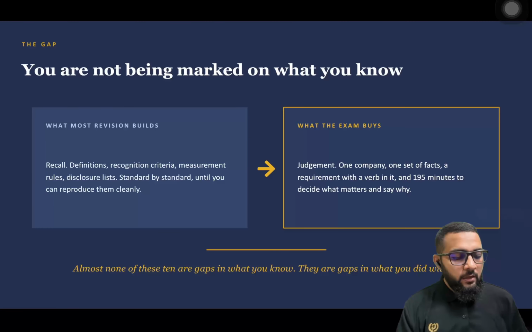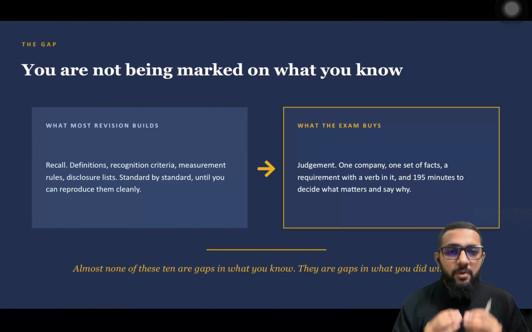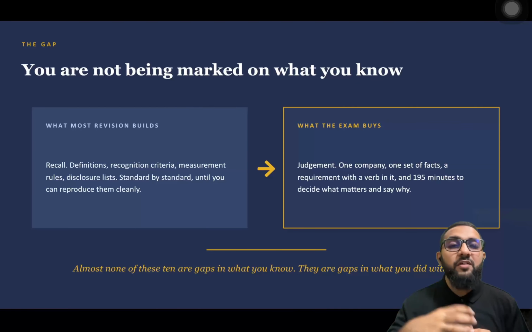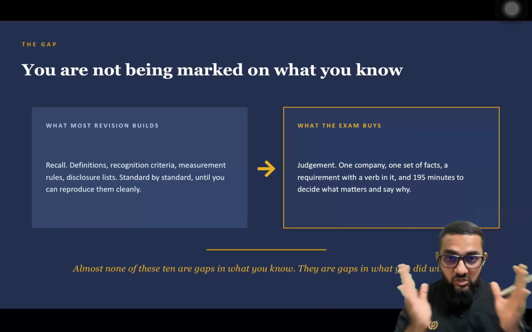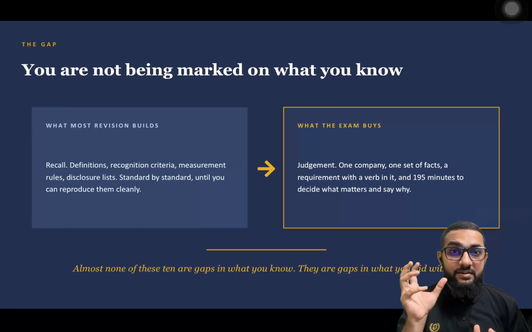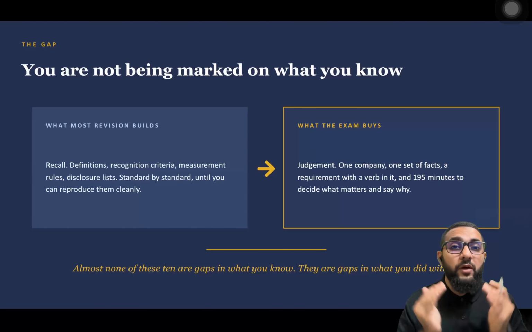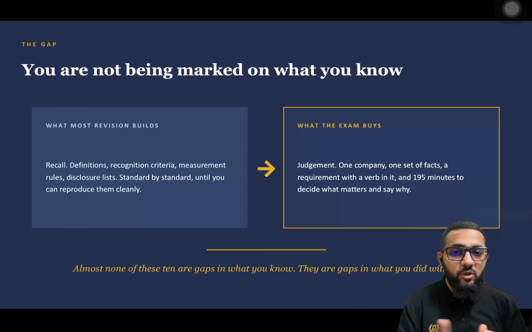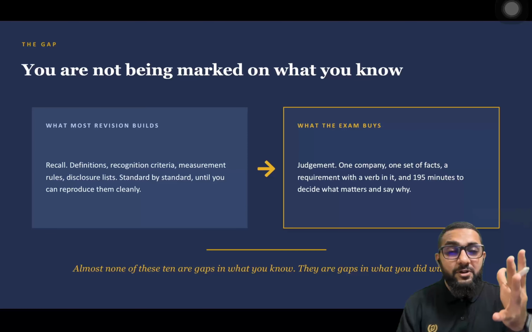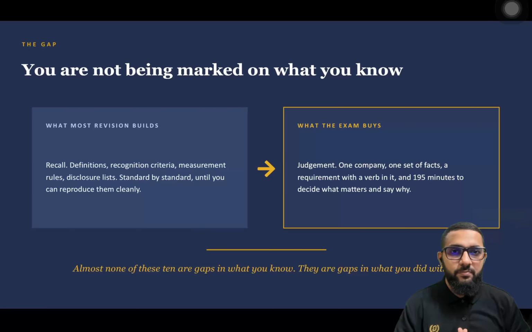All right. So what you need to remember first is that when you are revising SBR as a whole, you revise the knowledge, you revise the standards, you try to recall the definitions, the recognition criteria, the measurement, what the standard requires, what the standard elements are, what the disclosure requirements are, right? So you recall it, you understand it, you study it to a point where you become an expert in the content or knowledge aspect of SBR.